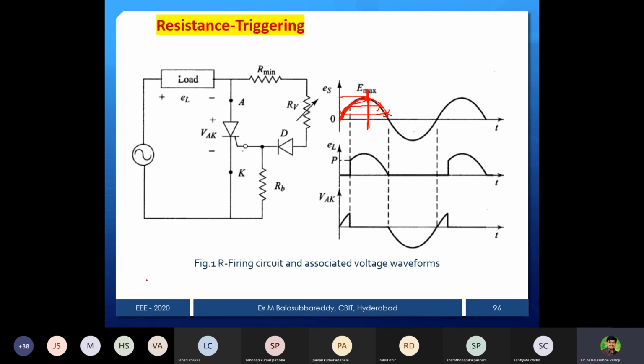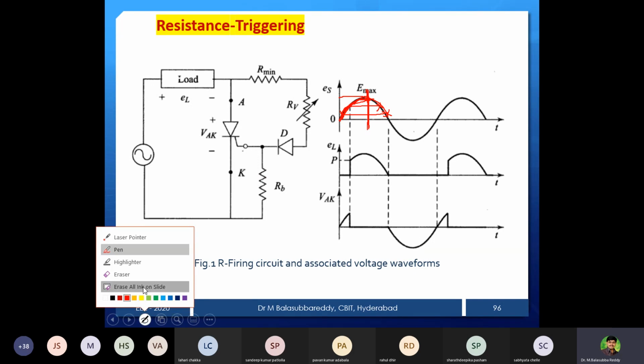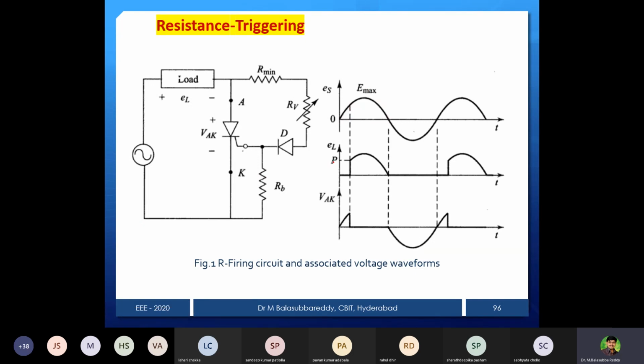So that is the major one; there are a lot of drawbacks. One drawback is the control range is only 0 to 90 degrees, and another drawback is that the control process is by variation of the resistor. Once I use the resistor, power dissipation automatically takes place.